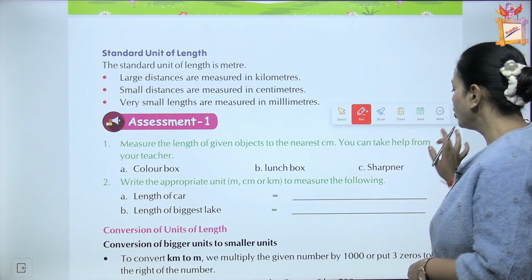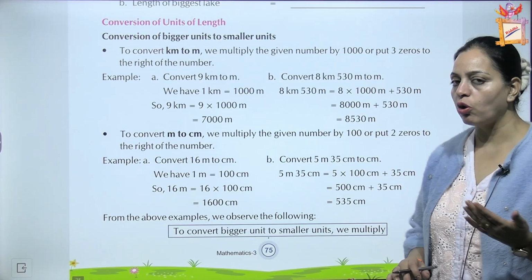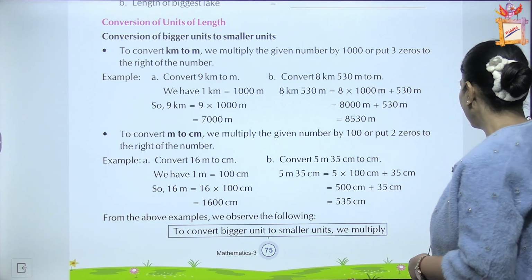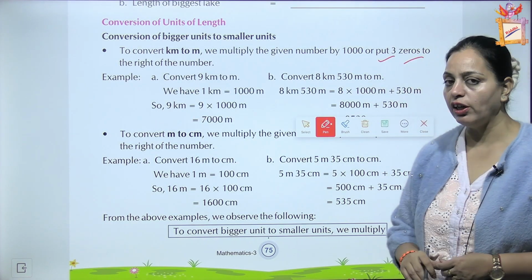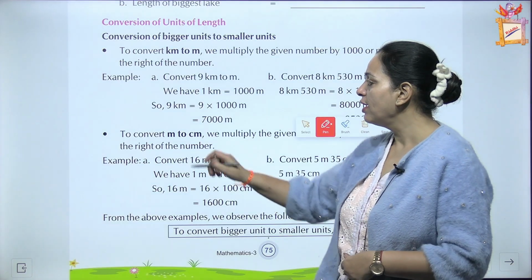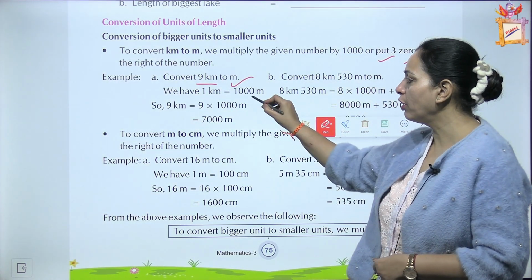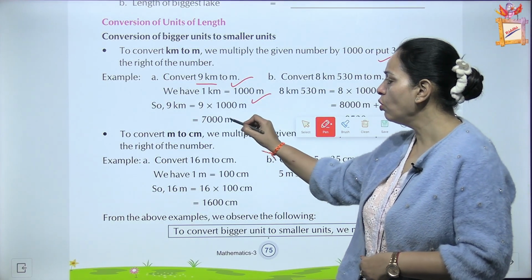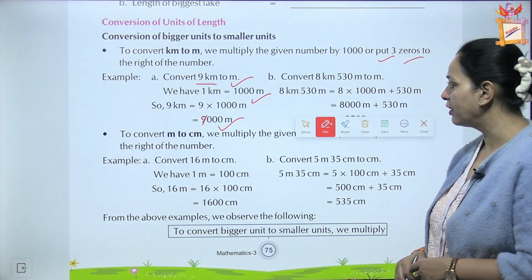Right? Now conversion of units of length, conversion of bigger units to smaller units. To convert kilometer to meter, we multiply the given number by 1000 or put 3 zeros to the right of the number. See example, convert 9 kilometer to meter. So 1 kilometer equals 1000 meter, 9 kilometer equals 9 into 1000, 9000 meter.